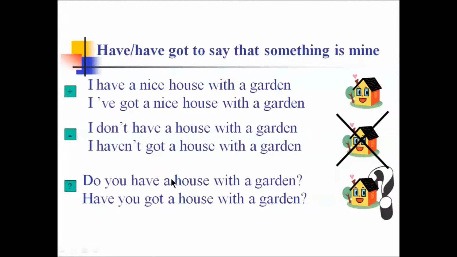Another form is the question form. For the question form, you use do or does when you use have. For example, do you have? Or does she have? Or does he have? But for have got, you don't need do or does to make the question. You just put have in front of the sentence, followed by the subject and then got. That's it. This is the question form. Have you got a house? That's it.